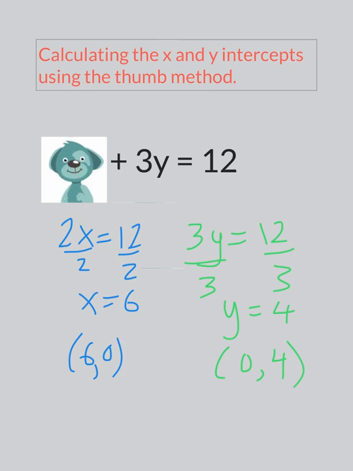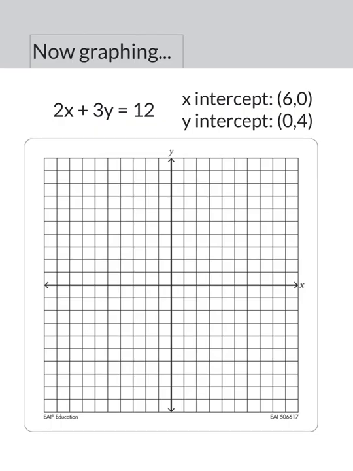So that's the process that you use when you calculate the x and y intercepts using the thumb method. Now I'm going to use the intercepts that I just calculated using algebra to graph this equation. As you recall, we have practiced graphing a little bit by making tables. This is a method of graphing that doesn't require any tables. The method we are using is the intercept method.